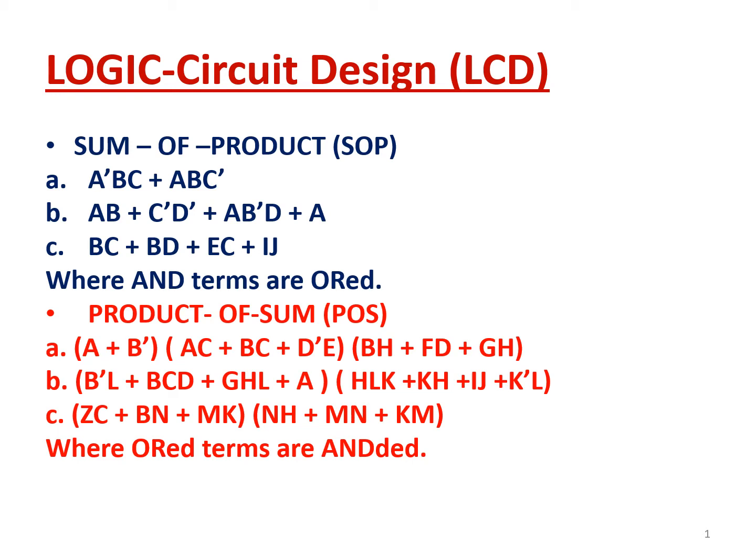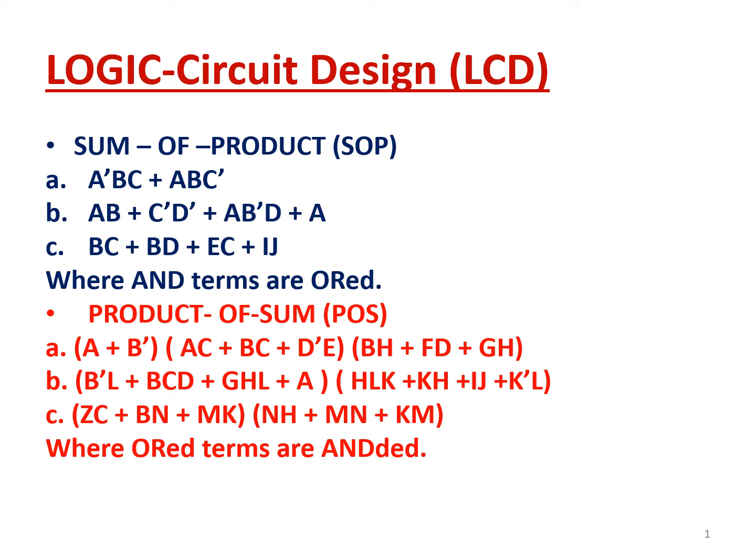Now if you see these three equations, or three terms, you can say A complement BC, or AB C complement. Similarly, AB or C complement D complement, or AB complement D, or BC, or BD, or EC, or IJ. Now these are sums of products, that is, the product terms are being summed up, where AND terms are ORed.